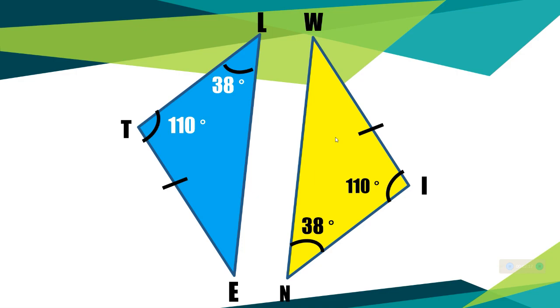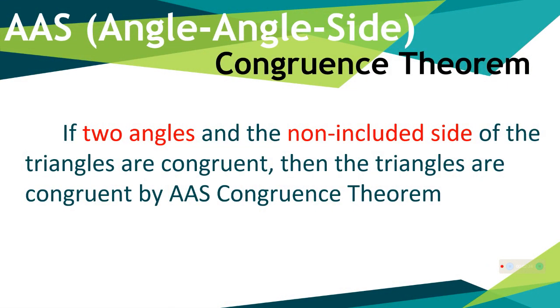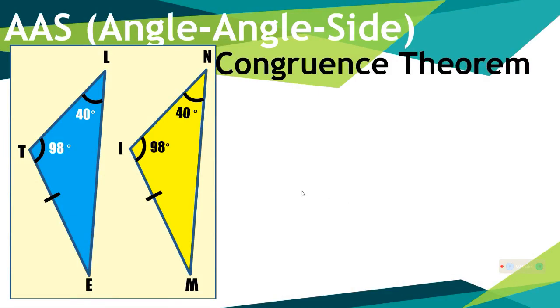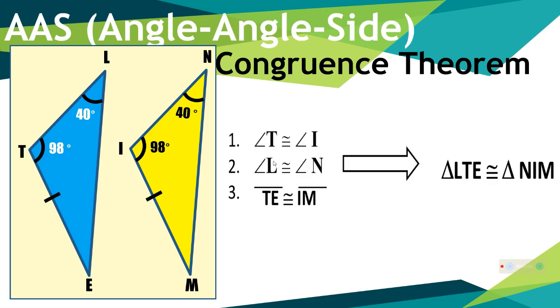If you don't have an idea, let's have the next slide wherein we may say that these two triangles are congruent by using the AAS or the angle-angle-side congruence theorem. In this theorem, it is stated that if two angles and the non-included side of the triangles are congruent, then the triangles are congruent by AAS congruence theorem. Let's have another pair of triangles. Again, these two triangles are congruent by AAS.